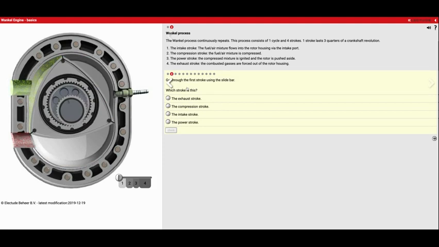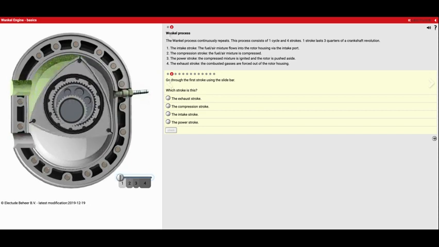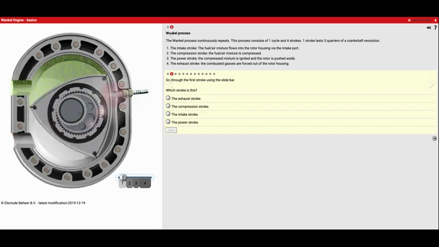So we're going to go through the first stroke using the slider bar. So down here, grab the little slider, and what you're starting to see with all that green coming in is our intake phase. We're bringing in the air and the fuel. We did good, so we'll go to the next one.